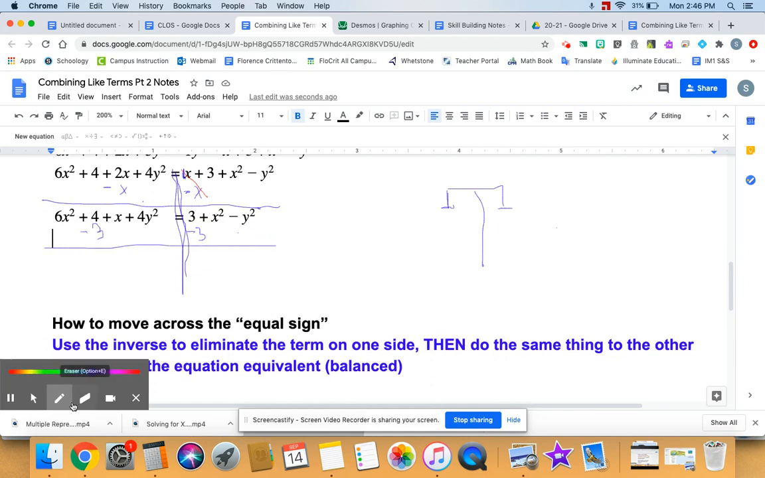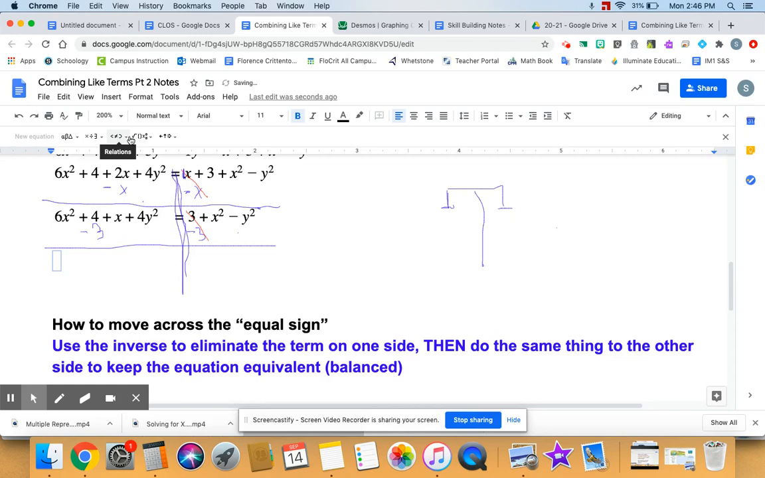Then I'm going to bring down all my math. Don't forget that this positive 3 minus 3 will eliminate and cancel. So the 6x squared has nothing beneath it, so I just bring it down. Here, this plus 4 has a minus 3 beneath it, and 4 minus 3 is positive 1. The plus x just comes down because there's nothing beneath it.